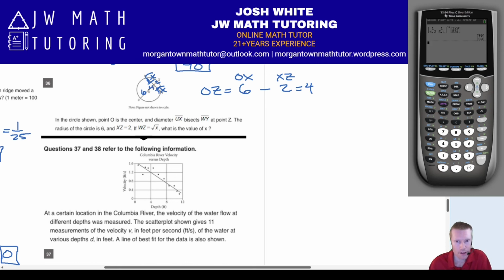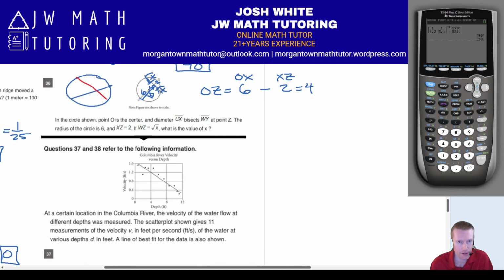That means that this entire thing from U to Z will be 10. Now, here's the theorem from geometry that you use to actually solve this. When two chords intersect in a circle, you multiply the segments of each chord together and set them equal to each other. Just because this picture is kind of cluttered, let me show you what I mean.